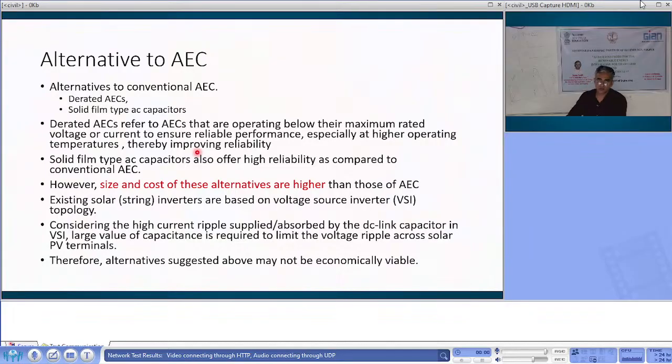So again, the market is driven by cost. We always prefer the low cost. Even in tendering, we have to choose the lowest, whatever inverter the manufacturer is supplying. So we always choose the lowest value from the manufacturer.